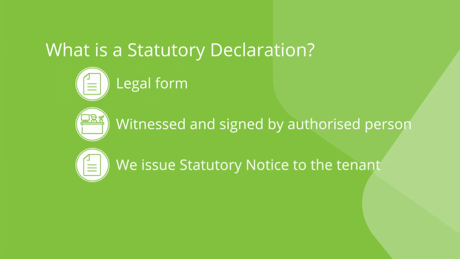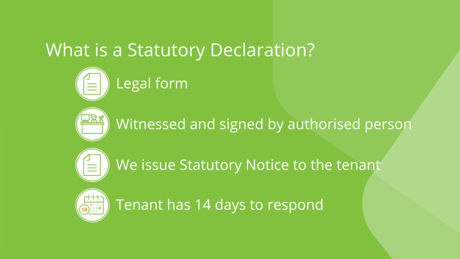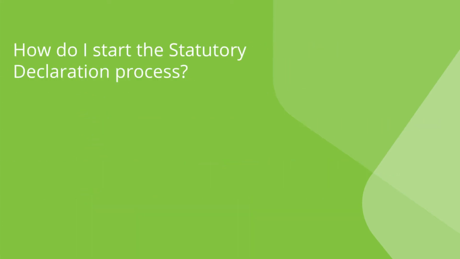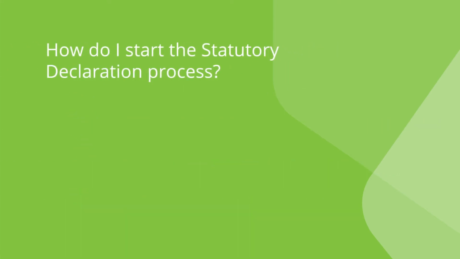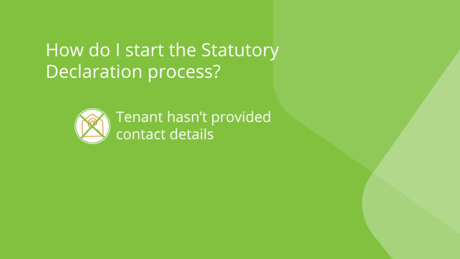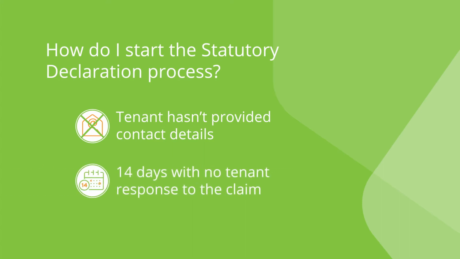Once we receive your completed statutory declaration, we must issue statutory notice to the tenant, giving them 14 days to respond. If no response is received, the money will be paid to you. There are two situations where you can use a statutory declaration to request release of funds. 1. When the tenant hasn't provided contact details. 2. When there are contact details for the tenant but they haven't responded to your claim for 14 days.